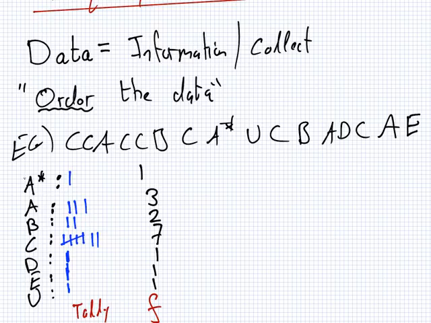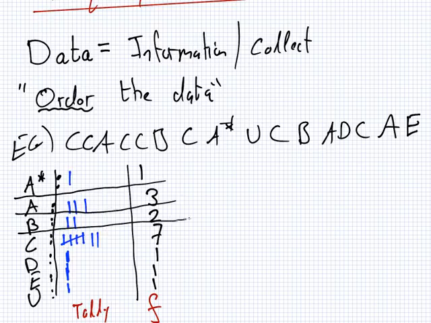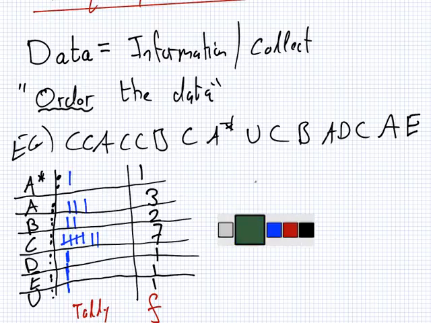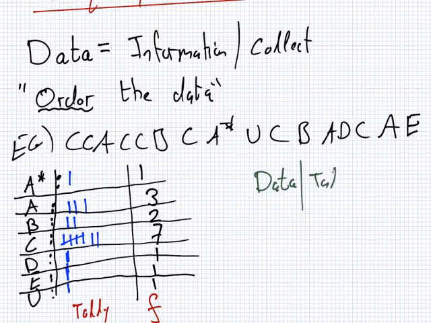So sometimes people put these things into tables. Now it's a bit messy because I should have drawn the table first. This is called a frequency distribution. It has 3 parts: your data, a tally, and a frequency. Now you don't absolutely need the tally to be a frequency distribution. You need at least the data and the frequency.